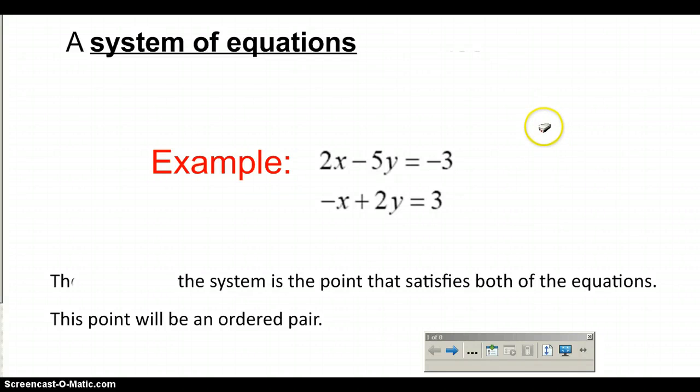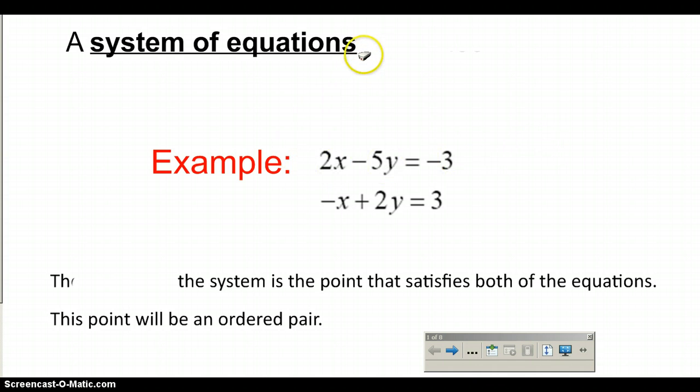Hi guys. So last week we discussed linear equations and we talked about how to calculate or find the equation of a line given some points and a slope, and we also talked about graphing those lines. So today we're going to start looking at two equations and their relationship with each other.